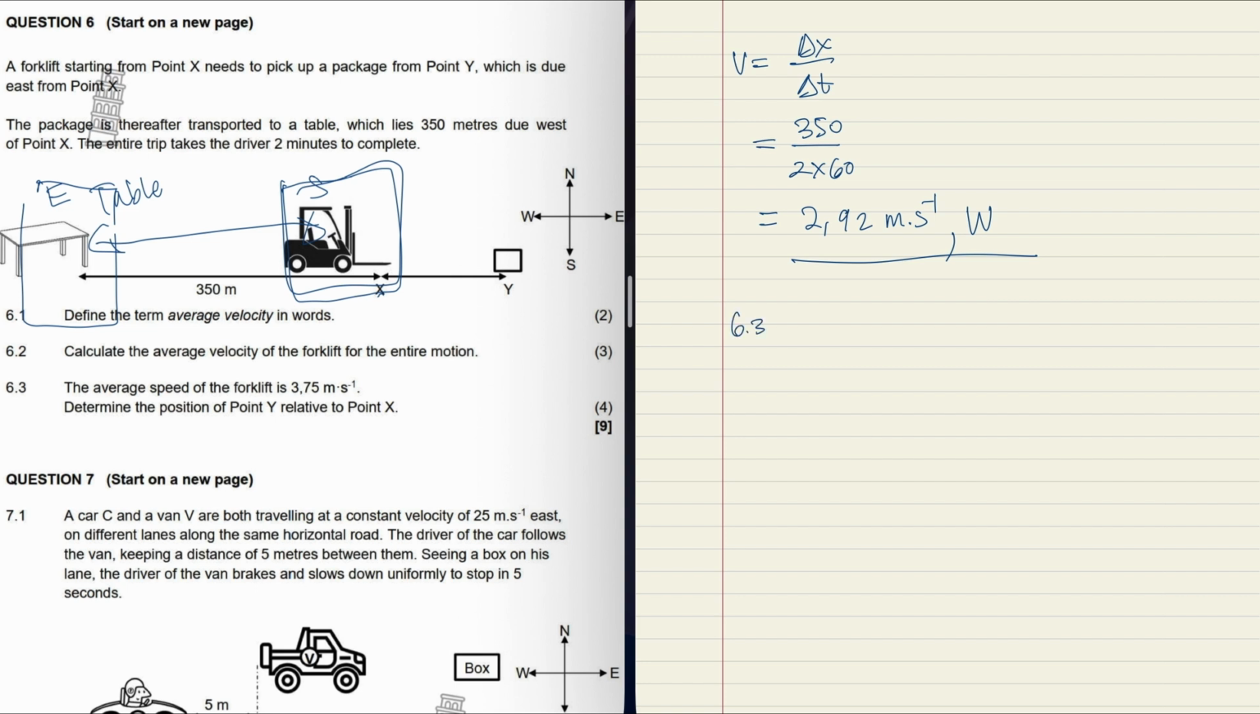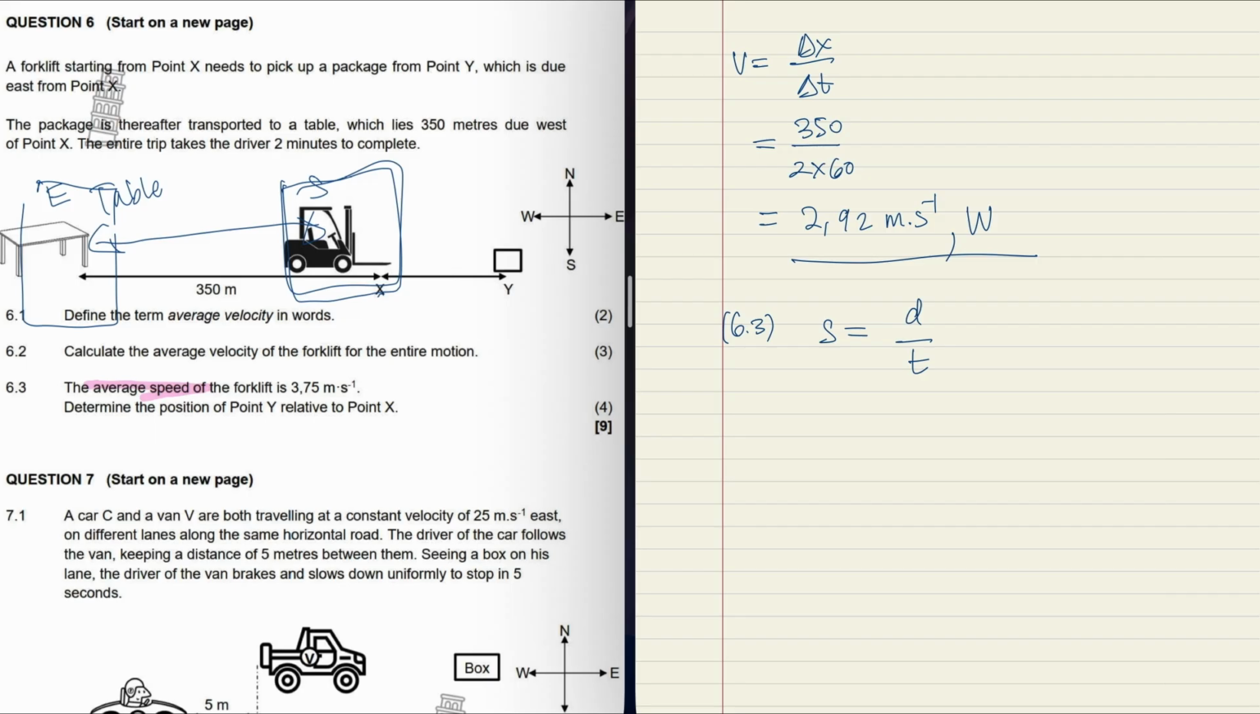Question 6.3. The average speed of the forklift is 3.75 meters per second. Determine the position of Y relative to point X. So simply they are asking us, what is the distance between point X and point Y? Now, to calculate this, we need to look at the information we've been given. They tell us that the average speed, now speed is equal to distance divided by time.